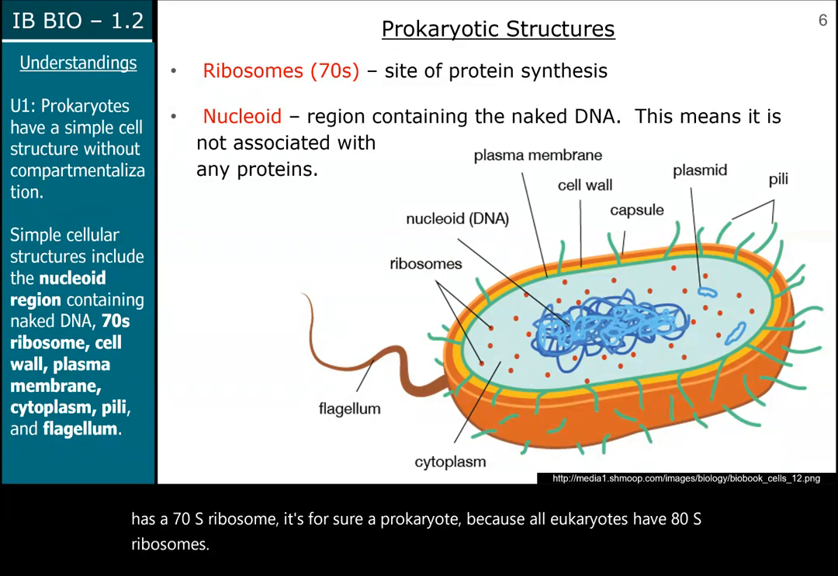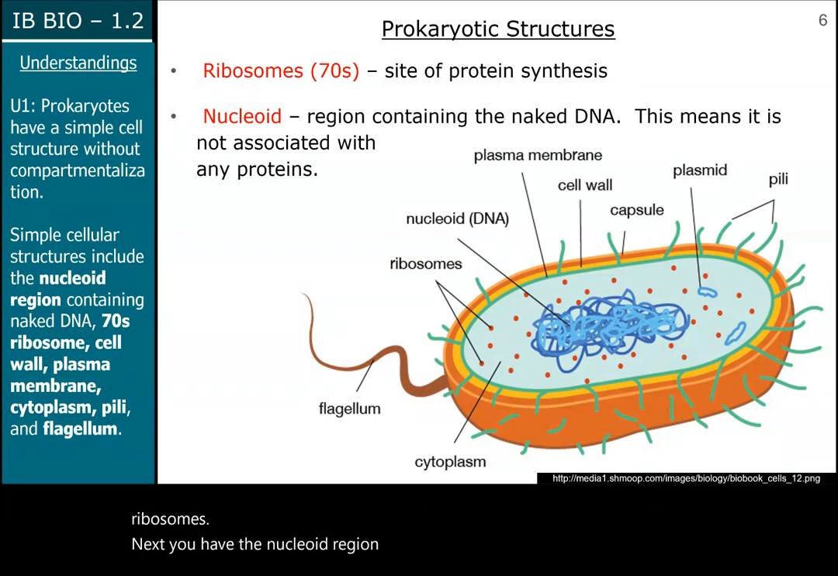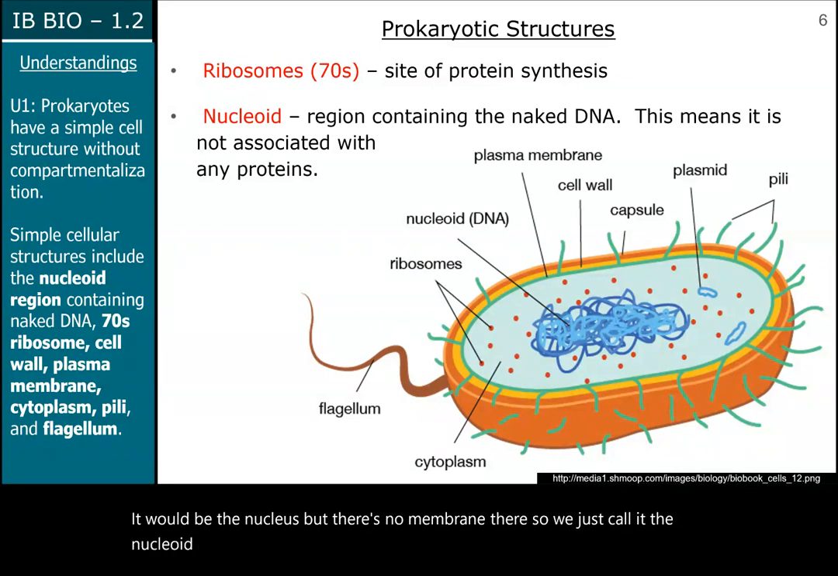Next, you have the nucleoid region. If it was enclosed in a membrane, it would be the nucleus, but there's no membrane there. So we just call it the nucleoid region. And this is where all the DNA hangs out.